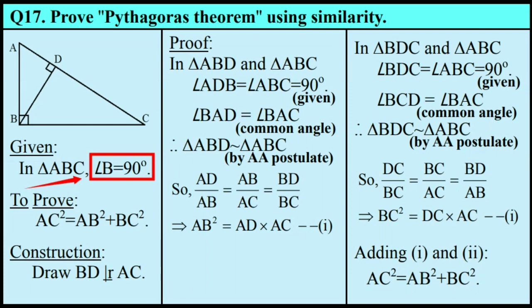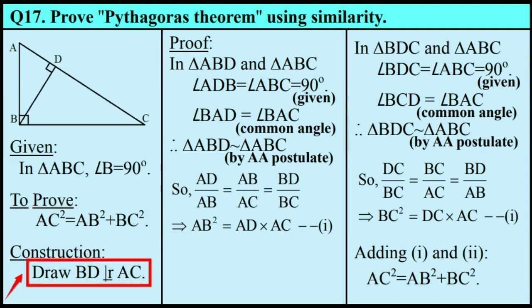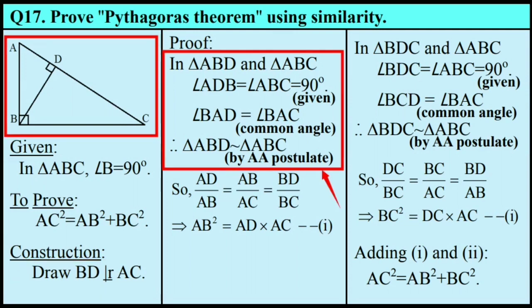In the diagram, in triangle ABC, since angle B equal to 90 degree, hence AC is the hypotenuse. Therefore, to prove is AC square equal to AB square plus BC square. A construction is required for this question, and that is draw BD perpendicular to AC.